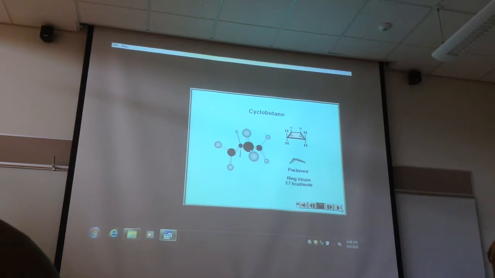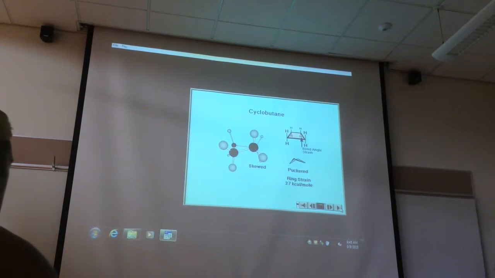Skewed. That is the term when you are not at 0, eclipsed, and not at 60, which is staggered, but now you are skewed. Probably anything less than 60, and it depends on the structure. We know that the cyclobutane does the little bird-in-flight motion. So that is your cyclobutane.